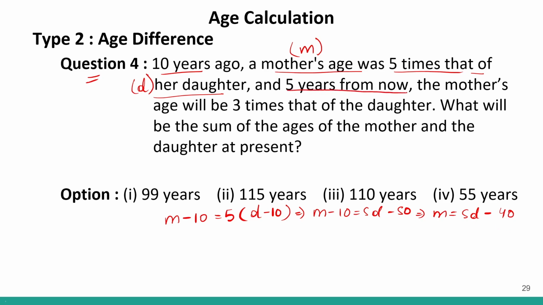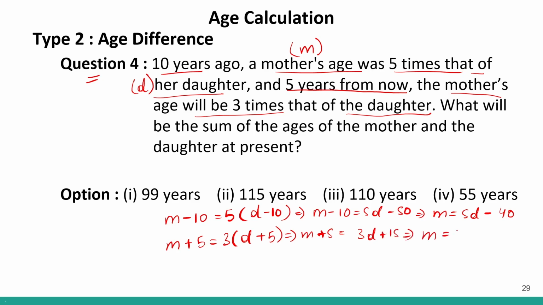Now, 5 years from now, the mother's age will be 3 times that of the daughter. Right? So M plus 5 will be 3 times the age of daughter plus 5. Correct? So M plus 5 will be equal to 3D plus 15. So M will be equal to 3D, and if I take 5 this side, it will be negative. So 15 minus 5 will give me 10. So plus 10. So this will be equation number 1 and this will be equation number 2. So I can say that 5D minus 40 will be equal to 3D plus 10. Correct? So if I take 3D this side, it will be 5D minus 3D, which is 2D.